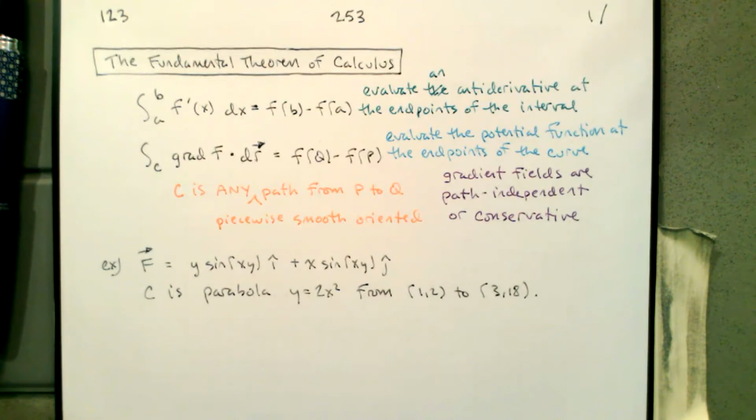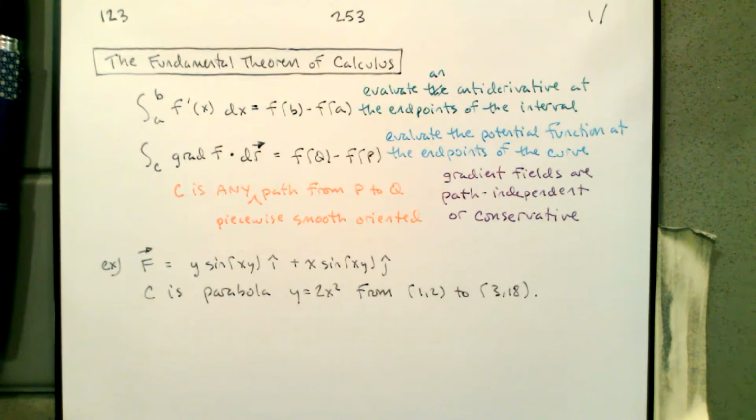So the fundamental theorem of calculus for line integrals says that the integral along any piecewise smooth oriented path from P to Q of a gradient dot dr is just the potential function evaluated at the endpoints, f at Q minus f at P. The same way we integrate from a to b f prime of x with the fundamental theorem of calculus, f at b minus f at a.